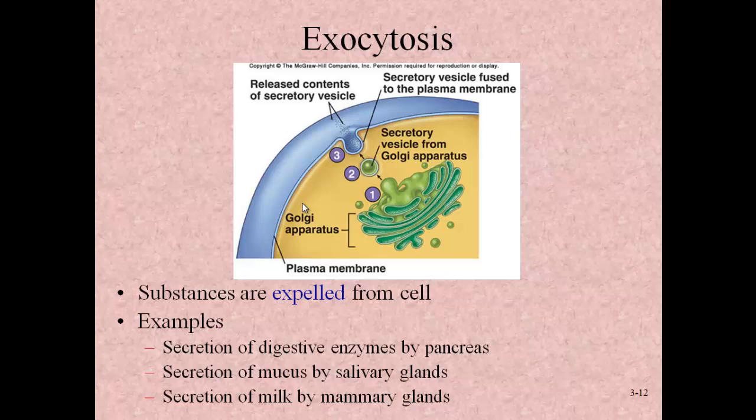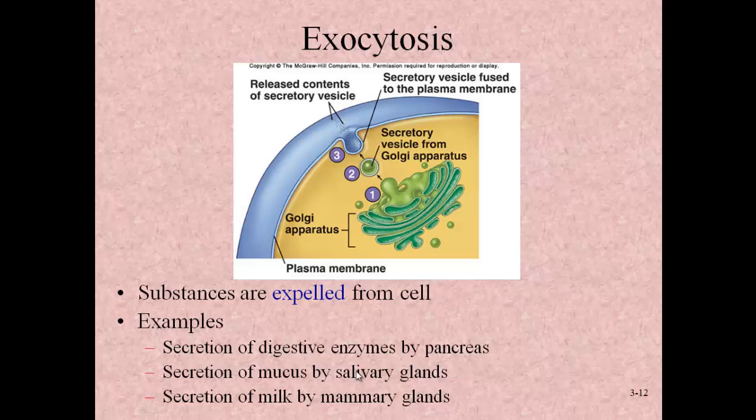Exocytosis is the opposite of endocytosis. It's the taking of substances from, say, here's the Golgi apparatus, and pinching off the plasma membrane and sending that substance outside the cell to be exported from the cell. Examples of that is the pancreatic cells export digestive enzymes out of the cells of the pancreas, and those go to the small intestine where they're used to help us digest our food.